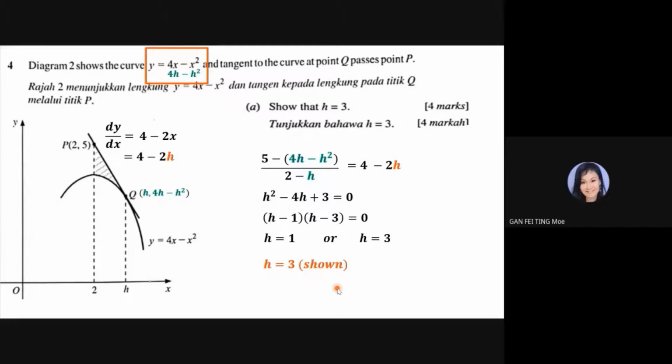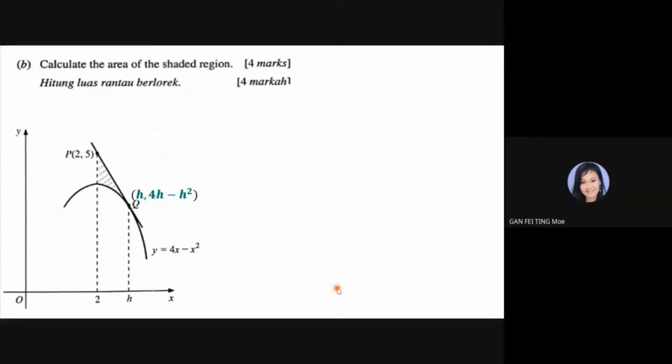Okay, sorry. Now let's go to here. So this is what I got just now, H. When H is 3, I put my H as 3 here. So 4 times 3 is 12, 12 minus 9, because 3 squared is 9. 12 minus 9, I'll get this coordinate as 3, 3. Now I got this coordinate as 3, 3.